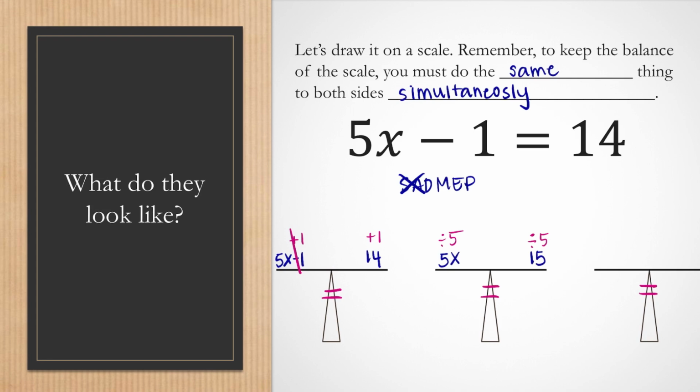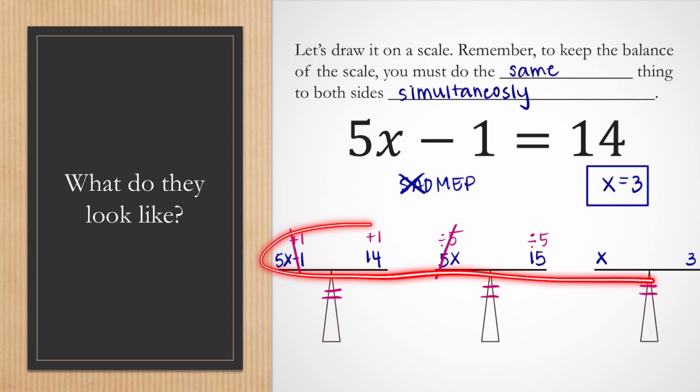And what that does, it will cancel out that 5 to become a 1. So the x is still there because 1 times x is just x. So on the left side I have x, and on the right side 15 divided by 5 is 3. And I'm done because x is by itself, and so I would write x equals 3, and I would be done. Woohoo!